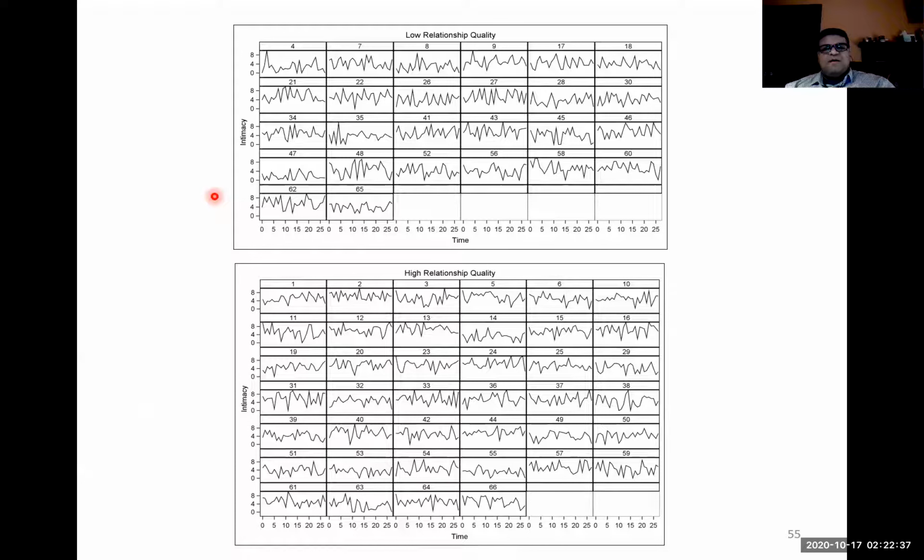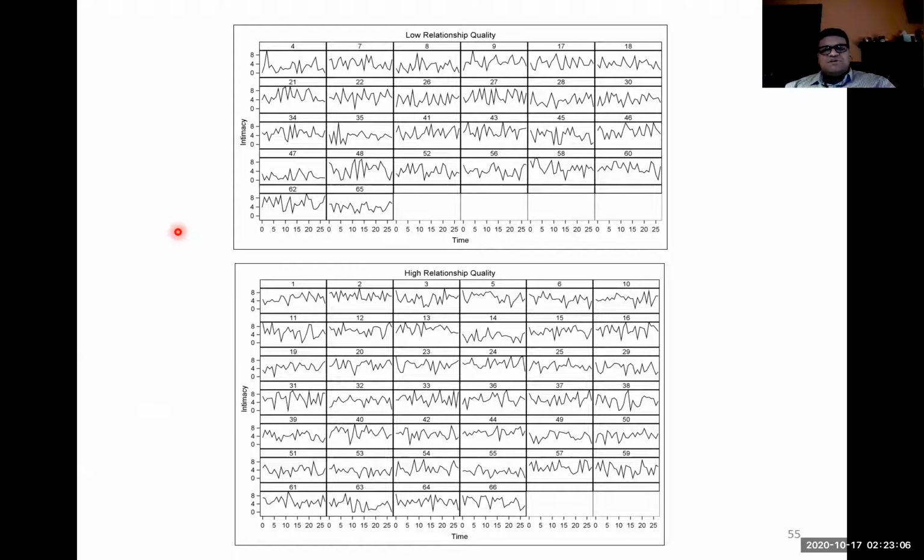Okay. Now, the other thing to point out is if you squint really hard, you might sort of see that the women in the low quality relationships also, their intimacy levels tend to be a bit lower. Their averages across all the days tend to be a bit lower than the ones for high quality relationships. That may not be that surprising.